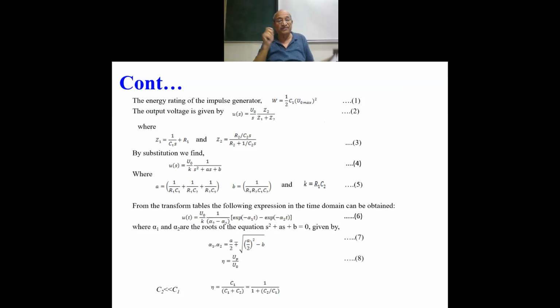The energy rating of the impulse generator, W, is given as 1 by 2 C1 U naught maximum square. U naught is the voltage applied at the charging capacitor C1, as we have learned in the previous slide. The output voltage at the terminal, that means applied on the test object, will be given in the Laplace form as U(s) is U naught upon s, Z2 by Z1 plus Z2.